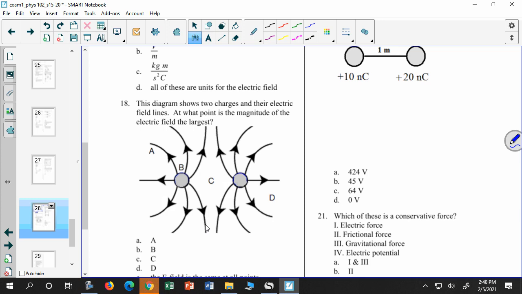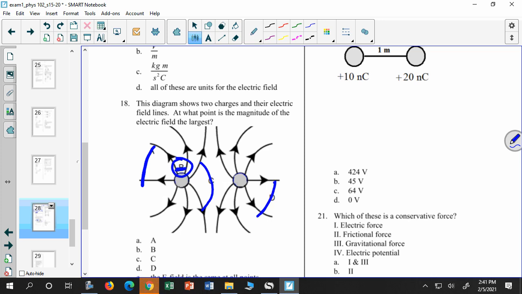No, so the electric field is largest where the electric field lines are closer together. So C is actually the smallest electric field. The electric field is biggest right there. You see how these lines are really close together? But here the lines are far apart. Here they're even farther apart. And here they're pretty far apart too.